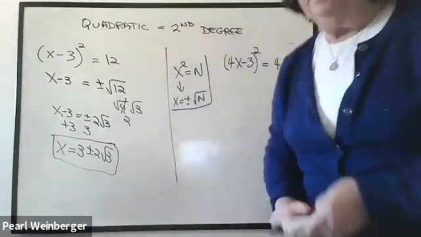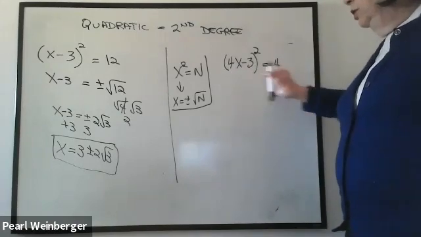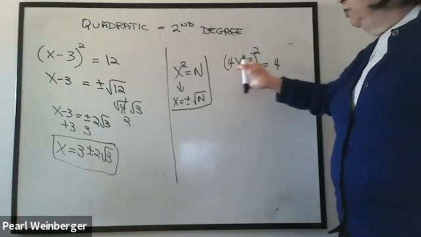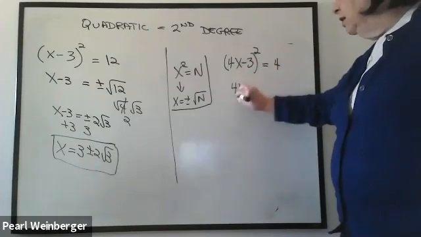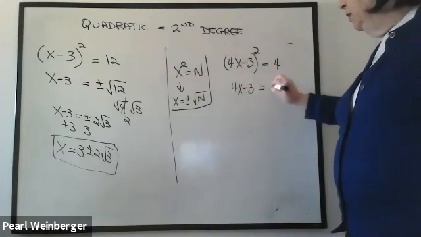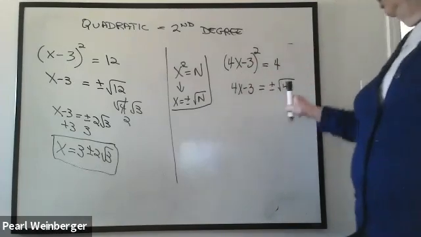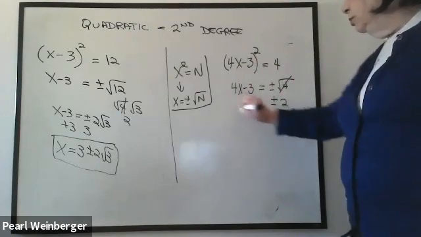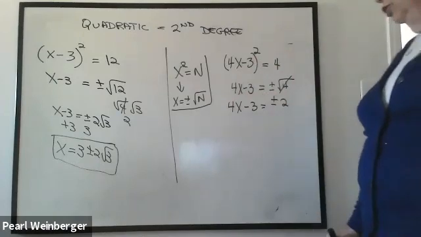See how this is done. We have something squared equaling a number. So the first thing is we take the square root of both sides. The square root of this thing, the 4x minus 3 squared, is just the 4x minus 3. On the other side, we get plus or minus the square root of the number, which is 4. We're lucky. This number is a perfect square, so this just becomes plus or minus 2. So we get 4x minus 3 equals plus or minus 2.